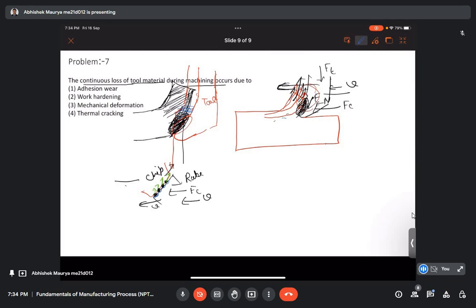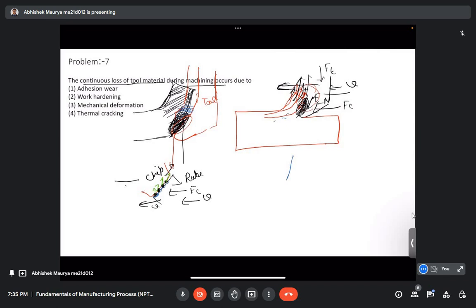So earlier we have a very smooth rake surface like this, but after a certain duration of cutting the same surface will become something like this. Some material has been removed during the cutting process and it will become irregular. Also our tool becomes weaker. So the continuous loss of tool material is called wear.